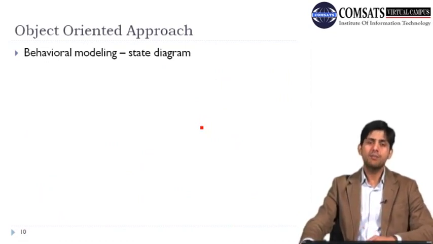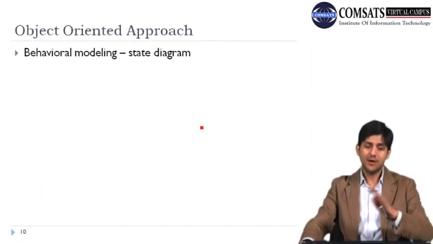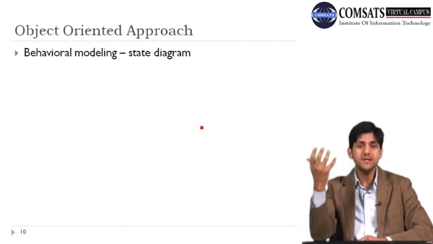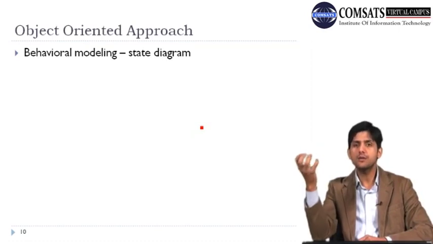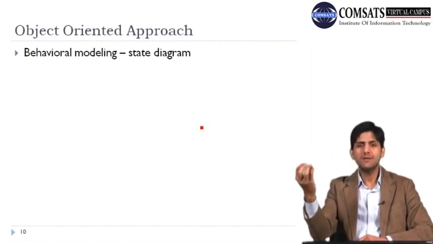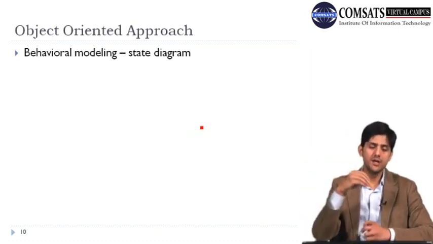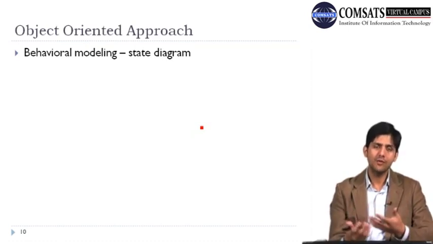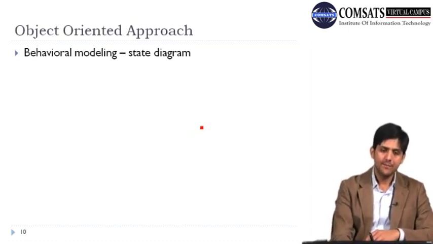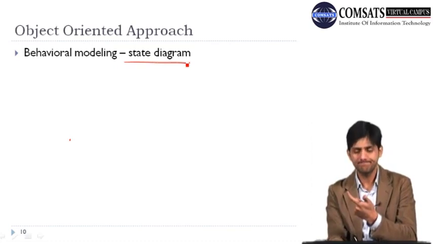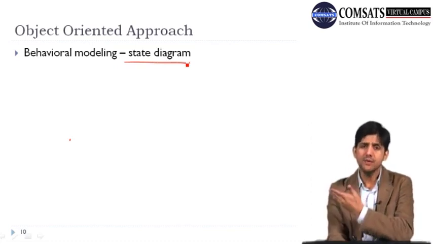And next thing that we talked about within the object-oriented approach was this behavioral modeling. As the name suggests, this is targeted towards understanding the behavior of the system. And because this is an object-oriented approach, we know the key concept around which this whole modeling revolves is basically classes. So there are two things that we discussed in behavioral modeling. One was the state diagram, and the other one was the system sequence diagram.